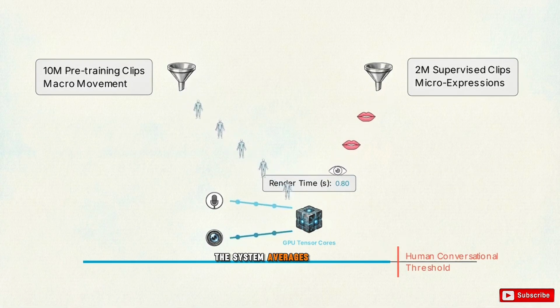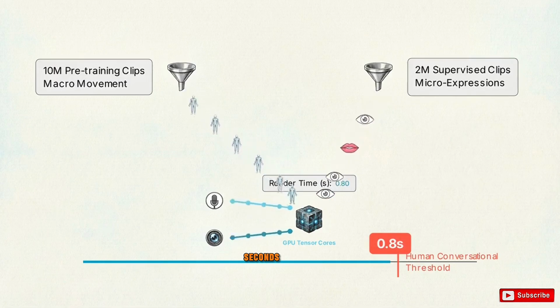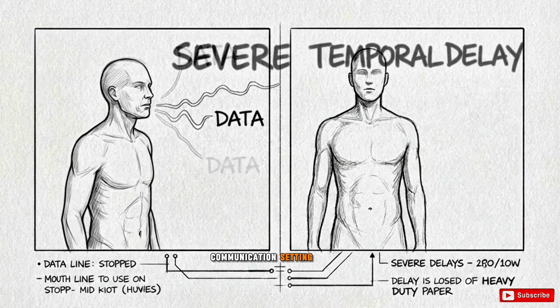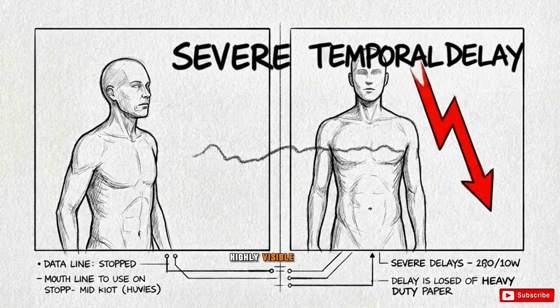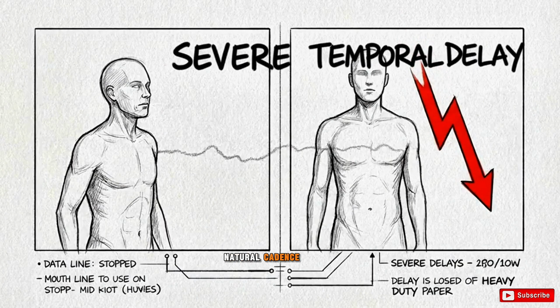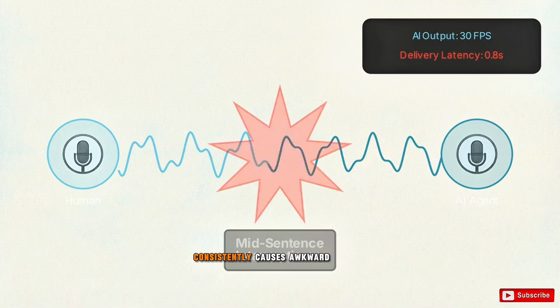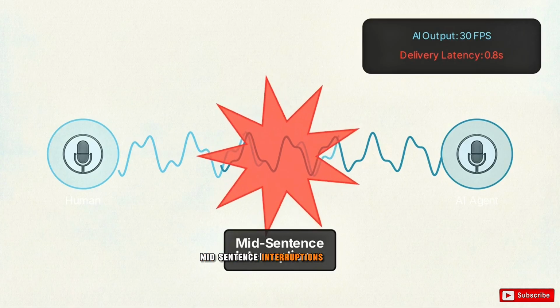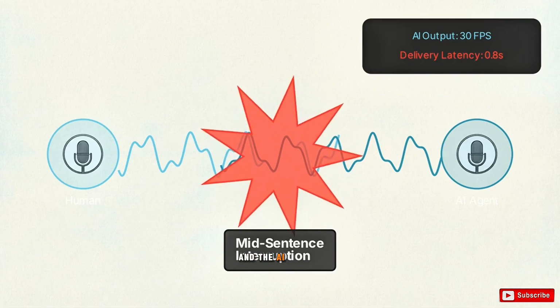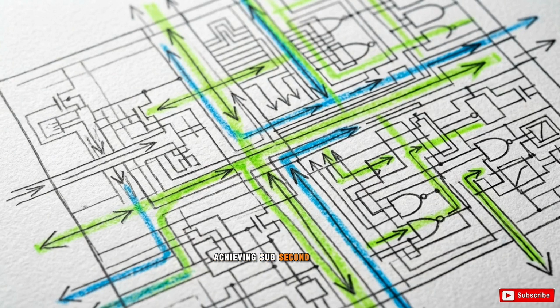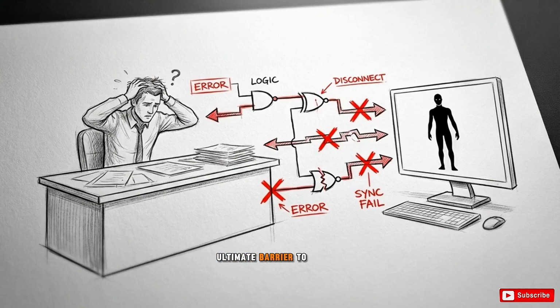The system averages a latency of about 0.8 seconds. In a professional communication setting, an 0.8-second lag is highly visible. It disrupts the natural cadence of a back-and-forth conversation. Because human speech relies on split-second timing cues, this specific delay consistently causes awkward mid-sentence interruptions between human participants and the AI agent. Achieving sub-second hardware latency is actually a harder engineering challenge than rendering the video itself. It remains the ultimate barrier to true human-AI parity in live meetings.